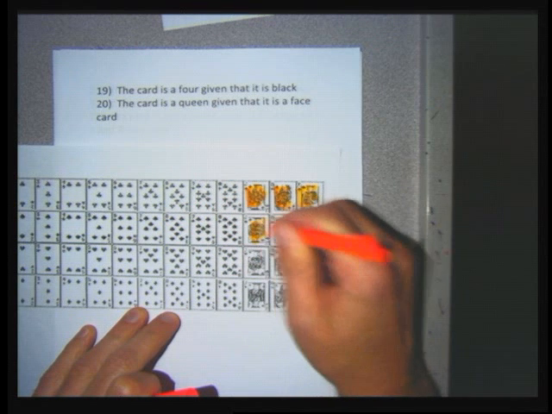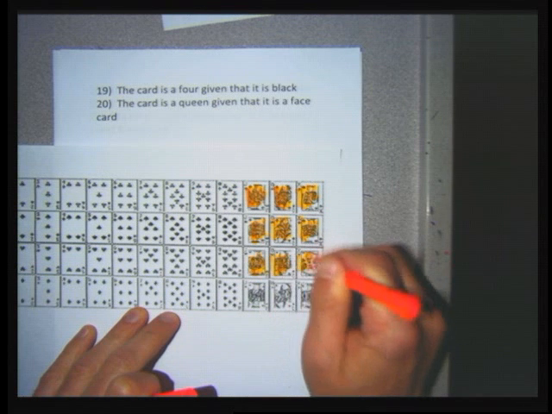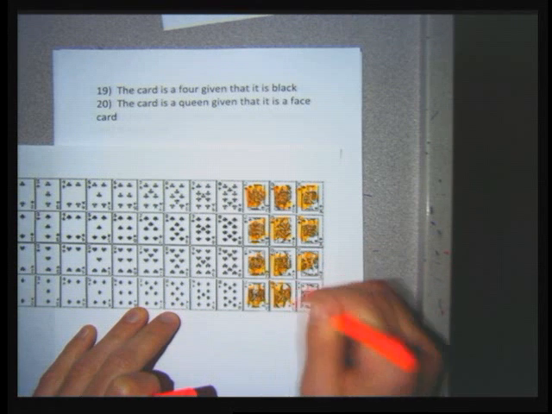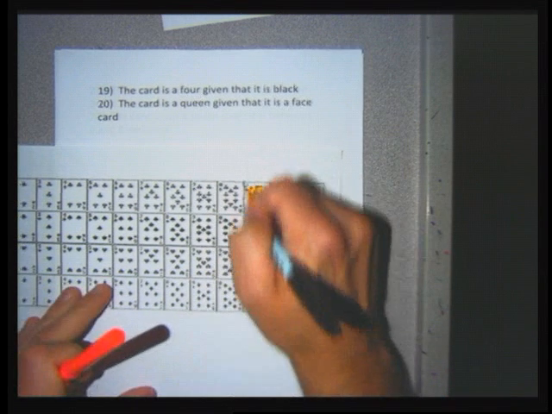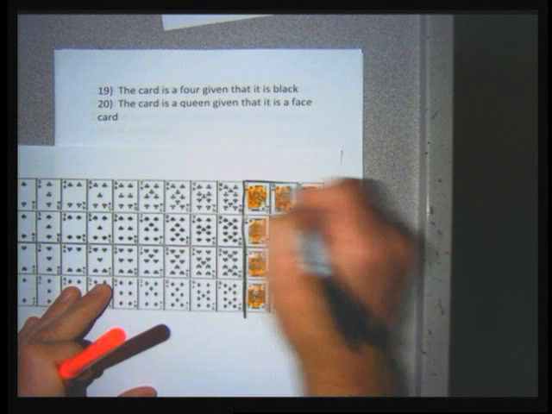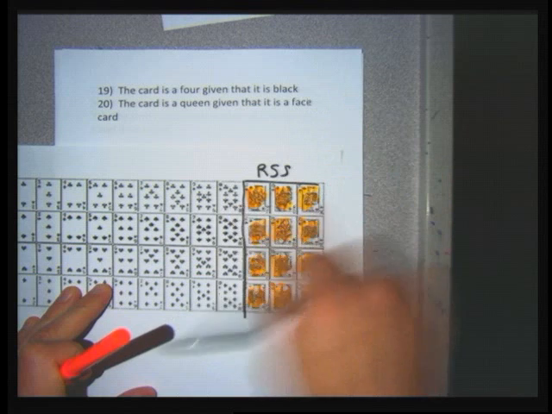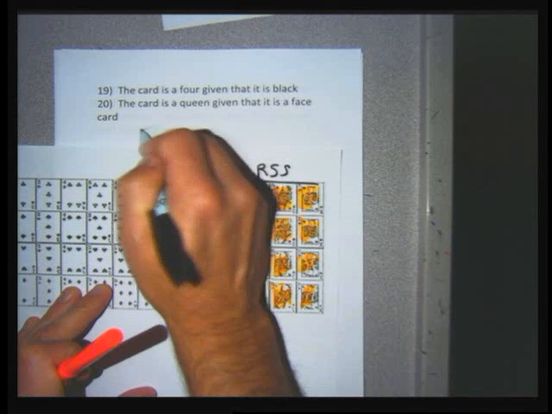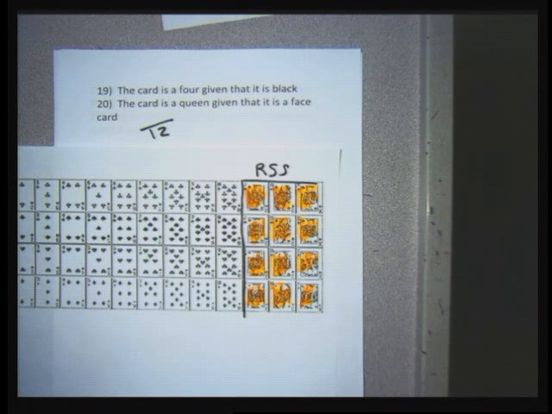So in my problem 20, the denominator is going to be the number of cards that fit the given criteria. So this is my reduced sample space. These cards for number 20 make up my reduced sample space. So my denominator is going to be 3, 6, 9, 12 in problem 20 because there's 12 cards that fit the criteria that they're a face card.